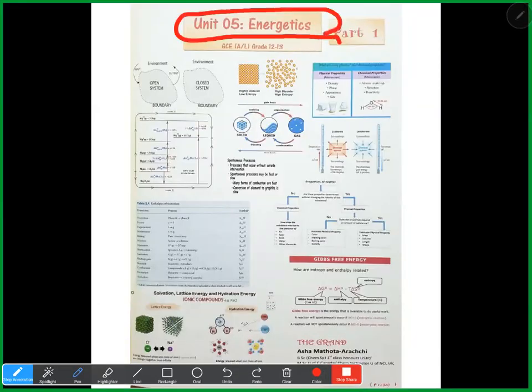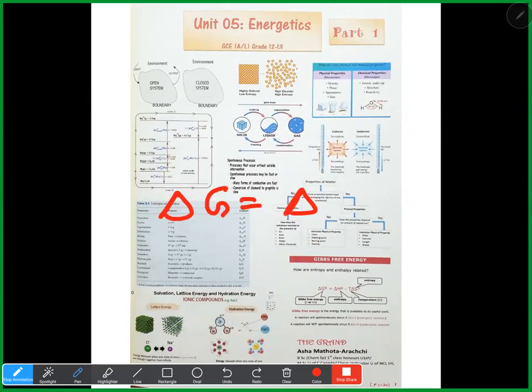Talking about energetics, this is a very small unit, and it is one of the highly scoring units, including the kinetics that we are doing right now. In energetics, we are talking about the spontaneity of reactions. What is spontaneity? Spontaneity means a reaction can occur without external influences. Spontaneity is defined with this equation: delta G equals delta H minus T delta S.